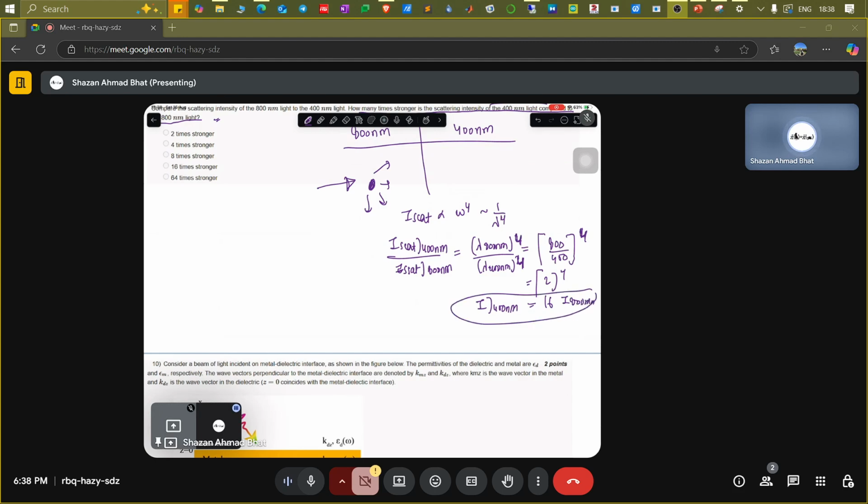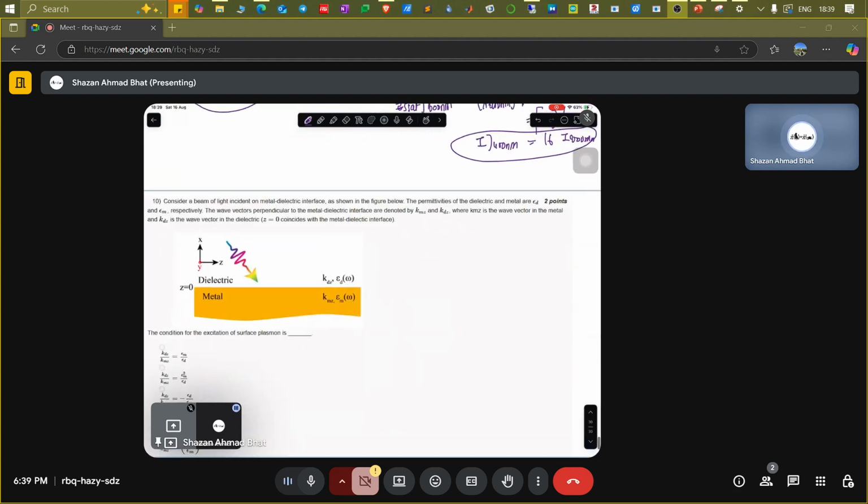That is what basically we talked about. For a lower wavelength, there will be huge Rayleigh scattering. And that's why for the 400 nanometer, the scattering intensity is 16 times stronger compared to that of the 800 nanometers.